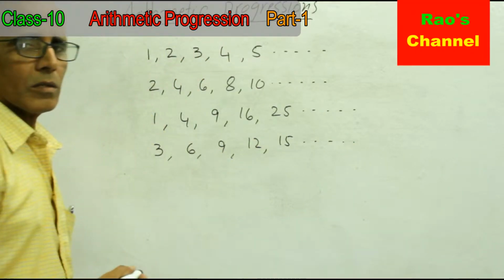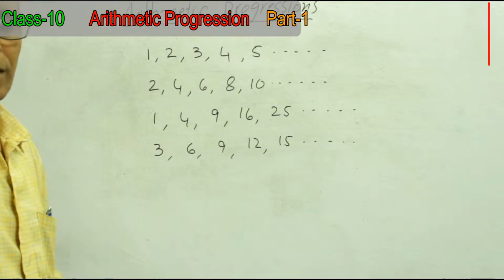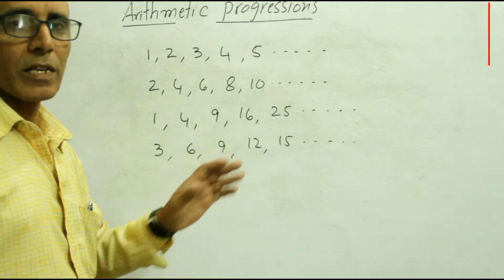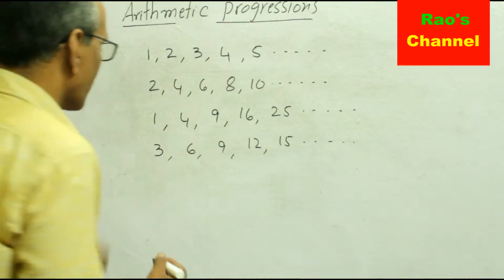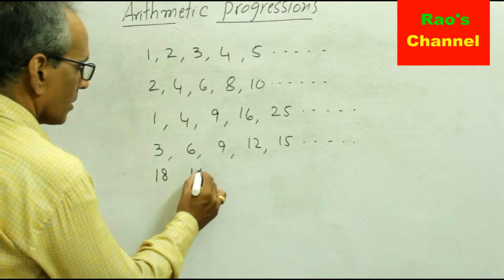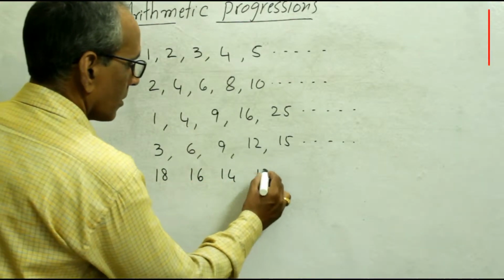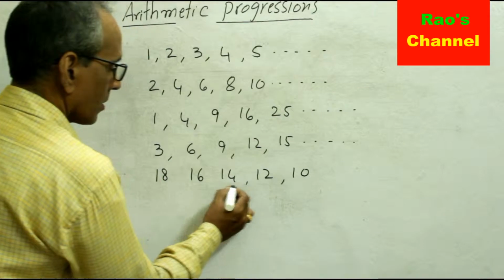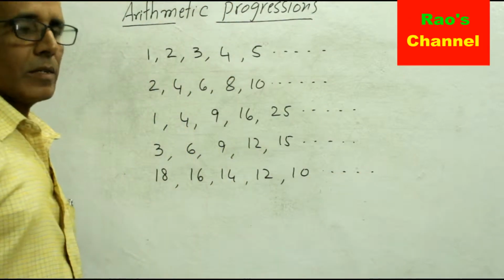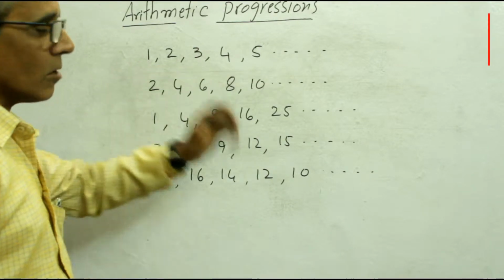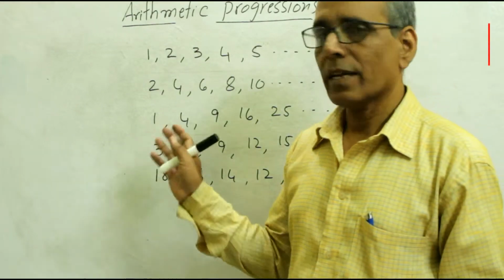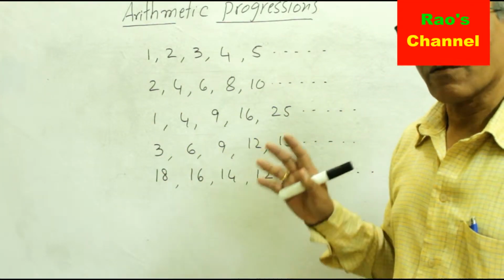Okay. We call them patterns, pattern of numbers, because each pattern follows a specific rule or specific increase or decrease. Let me write one more pattern. We can't say the progression of numbers is always in increasing order. It may be in decreasing order too. Anyhow, the increase or decrease must follow a systematic way.